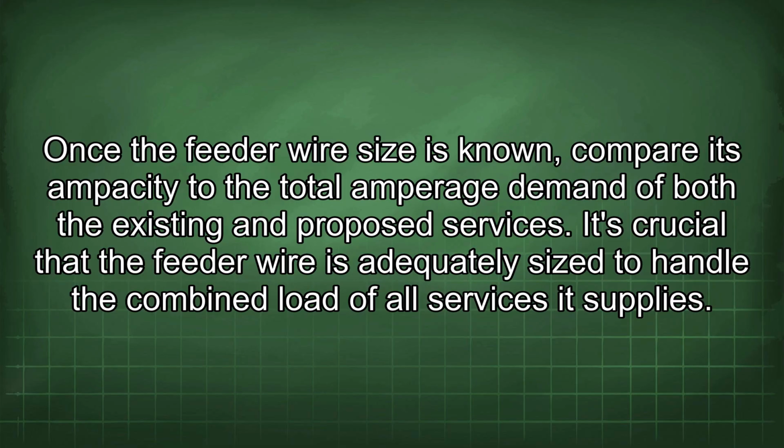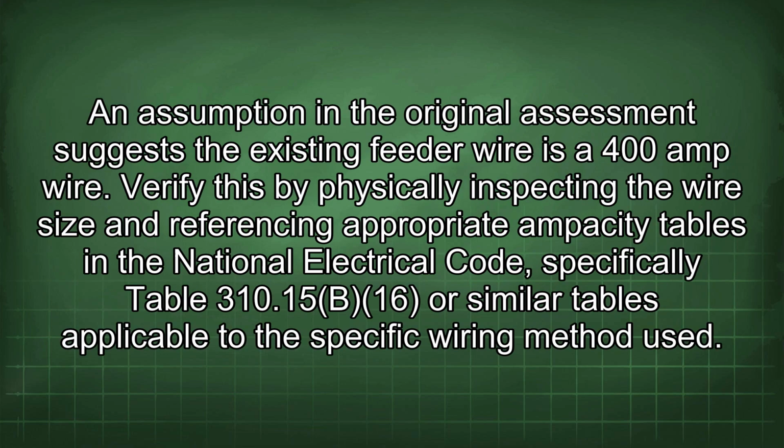Once the feeder wire size is known, compare its ampacity to the total amperage demand of both the existing and proposed services. It's crucial that the feeder wire is adequately sized to handle the combined load of all services it supplies. An assumption in the original assessment suggests the existing feeder wire is a 400 amp wire.